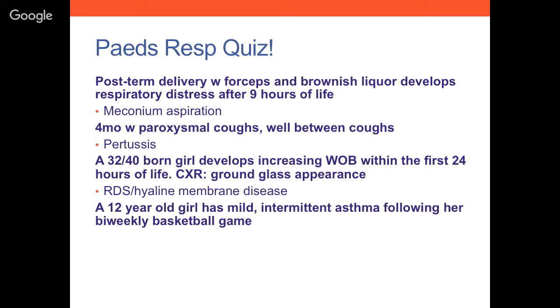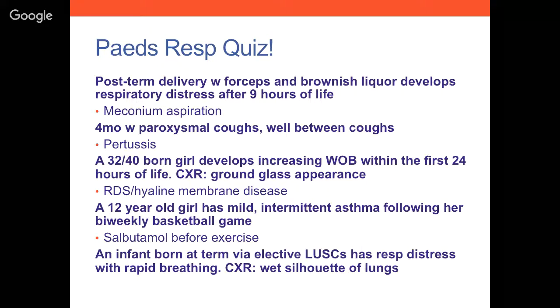It's a 12-year-old girl who has mild intermittent asthma following her bi-weekly basketball games. What do you want to do for her? What advice would you give her? Yeah. So salbutamol before exercise would be good.